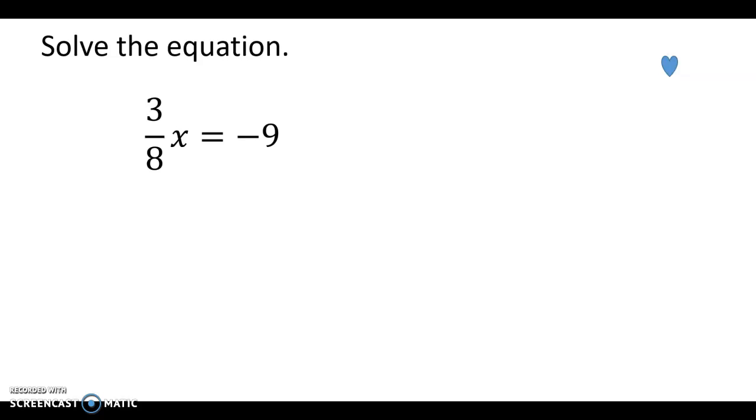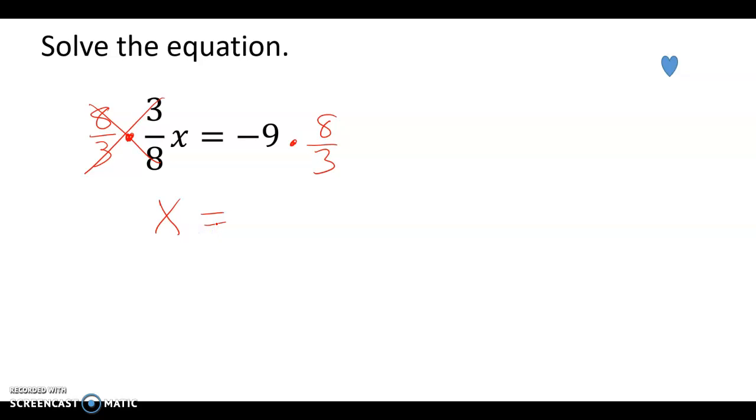So we have a new problem, 3 over 8 x equals negative 9. So we want to get rid of the fraction, so we multiply by its reciprocal, which would be 8 over 3. So we times both sides by 8 over 3. That way the fraction part cancels. I get my x equals.